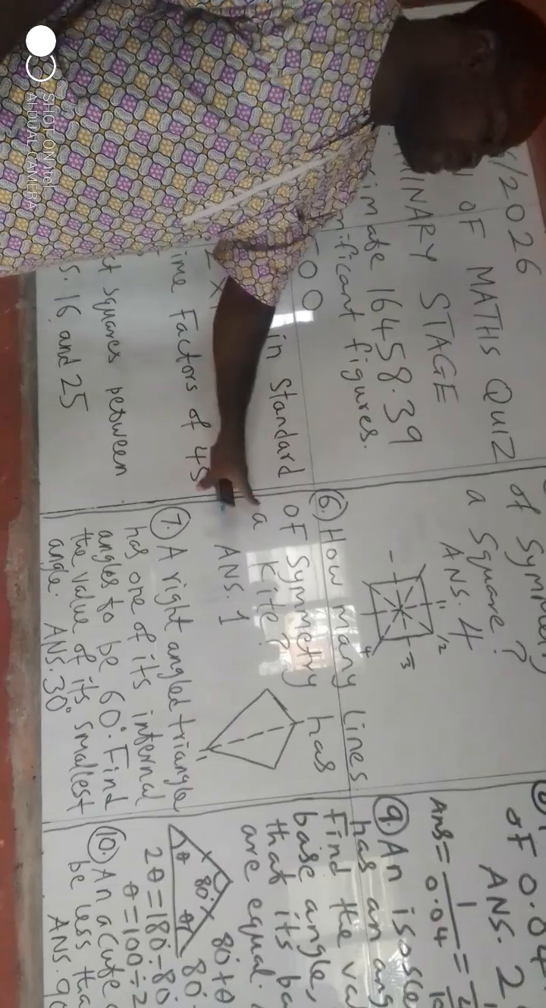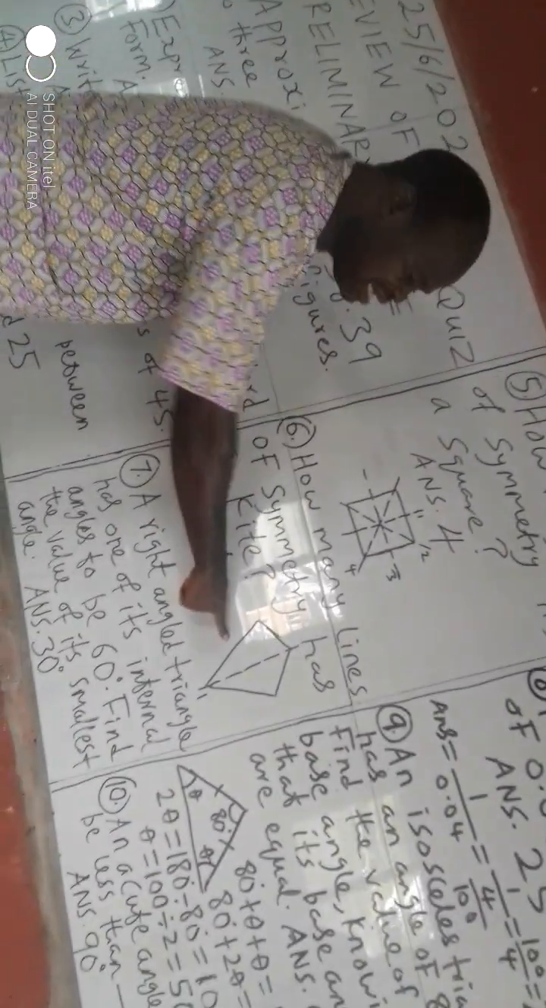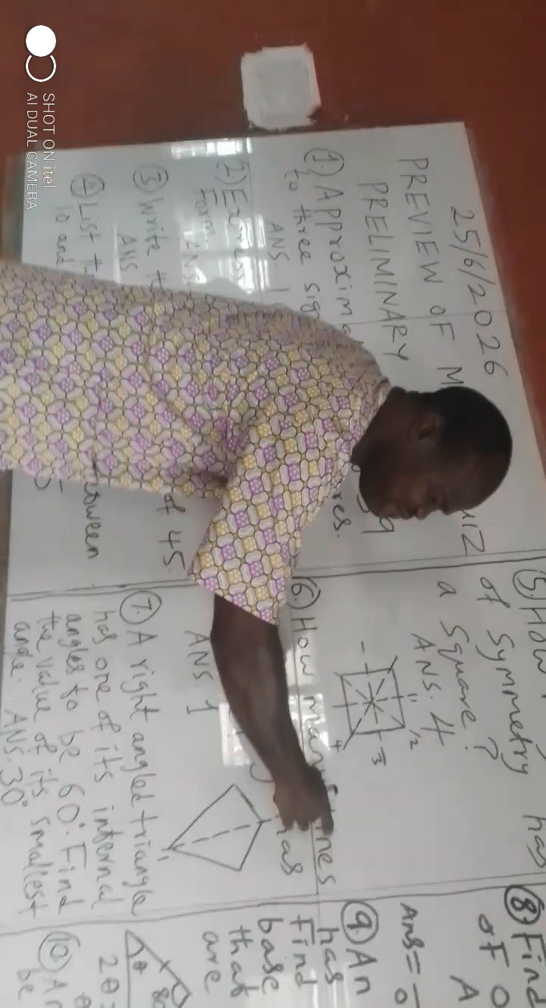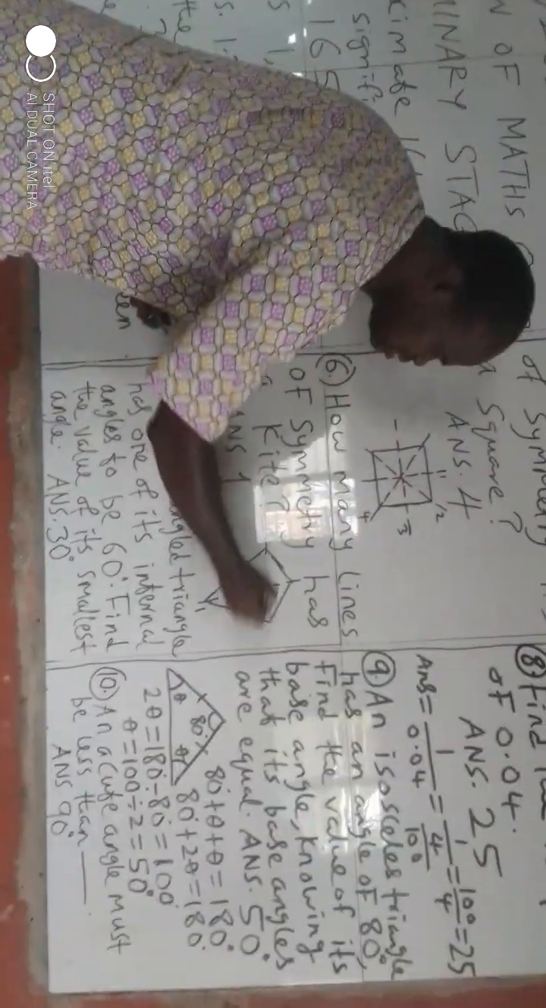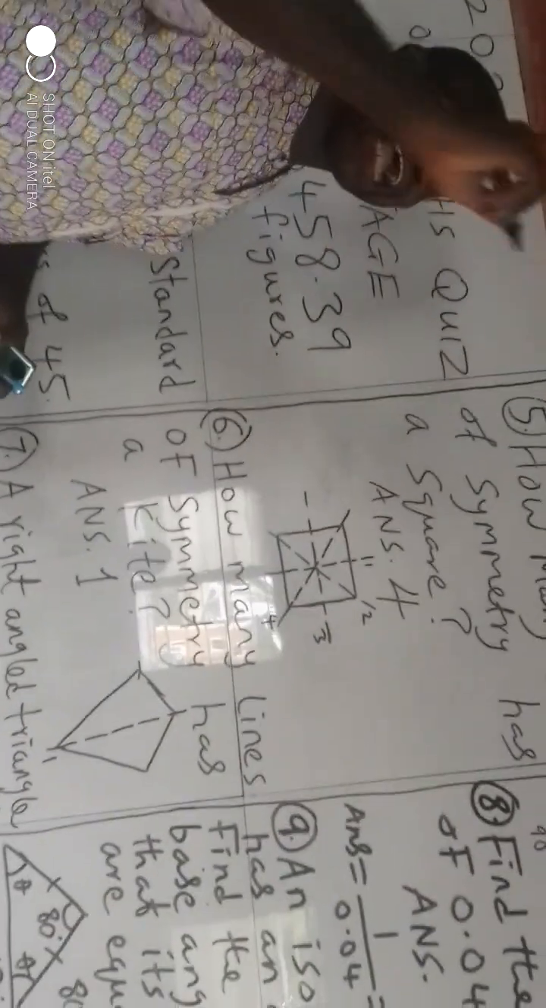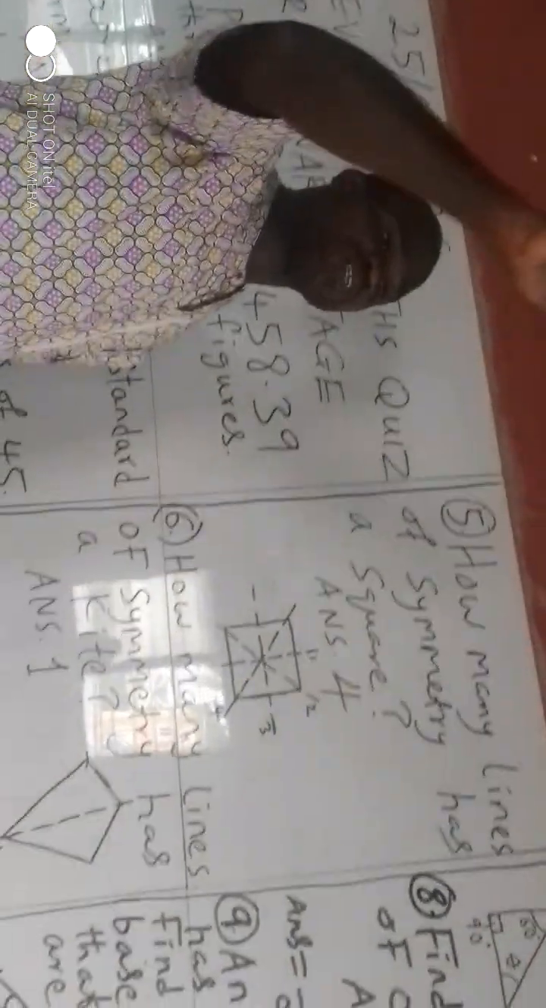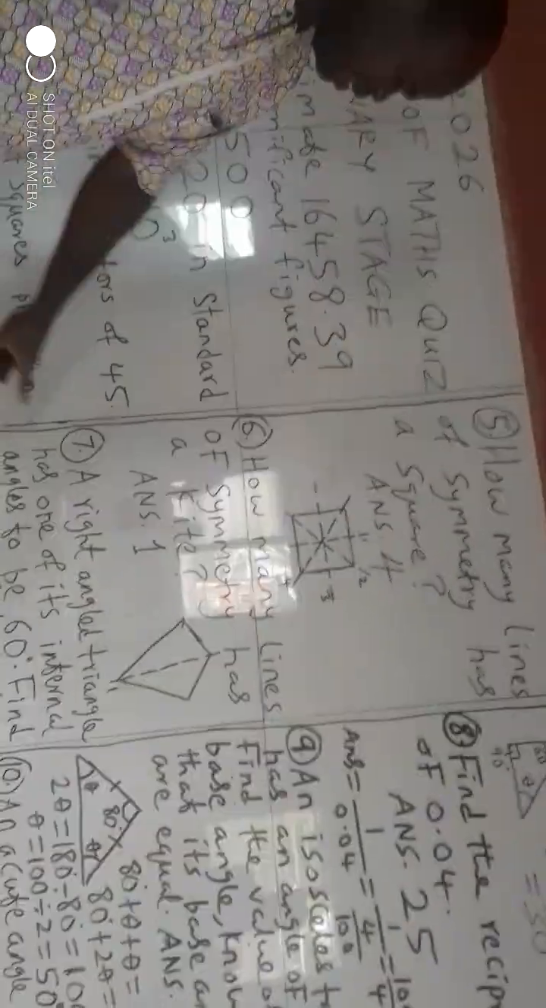Now, let's talk about number 6. How many lines of symmetry does a kite have? This one is called a kite. This line divides a kite into 2 equal parts. But this one cannot. This one does not divide the kite into 2 equal parts. So a kite has only 1 line of symmetry.